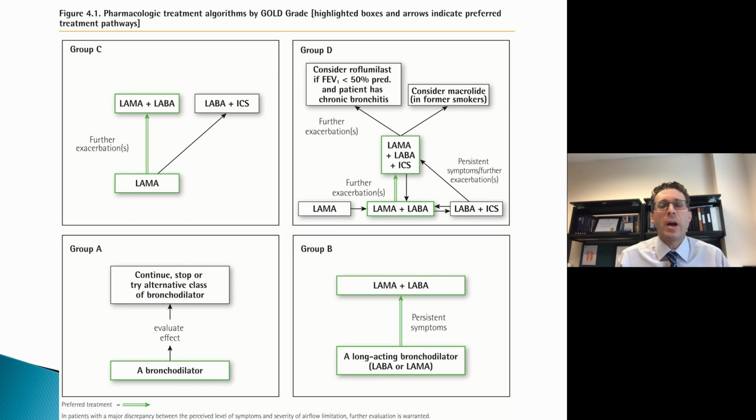This shows the treatment recommendations in the GOLD guidelines based on the ABCD groupings, and you'll have this in your course material to review.